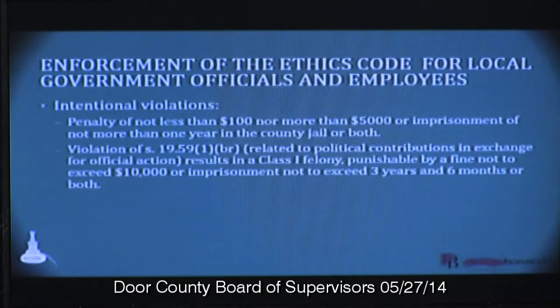The interesting thing about any of this is that it doesn't require intent as an element. In other words, the prosecution doesn't have to show that you intended to violate the statute. All the prosecution has to show is that all of the elements of the statute are met without regard to intent, all right? So again, be very, very careful when dealing with these ethics and conflicts of interest situations.